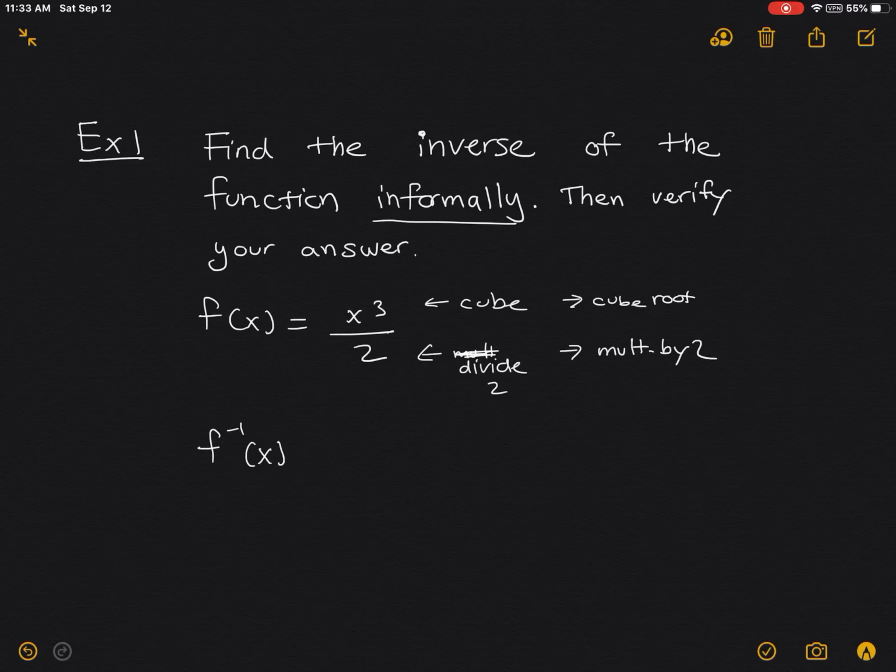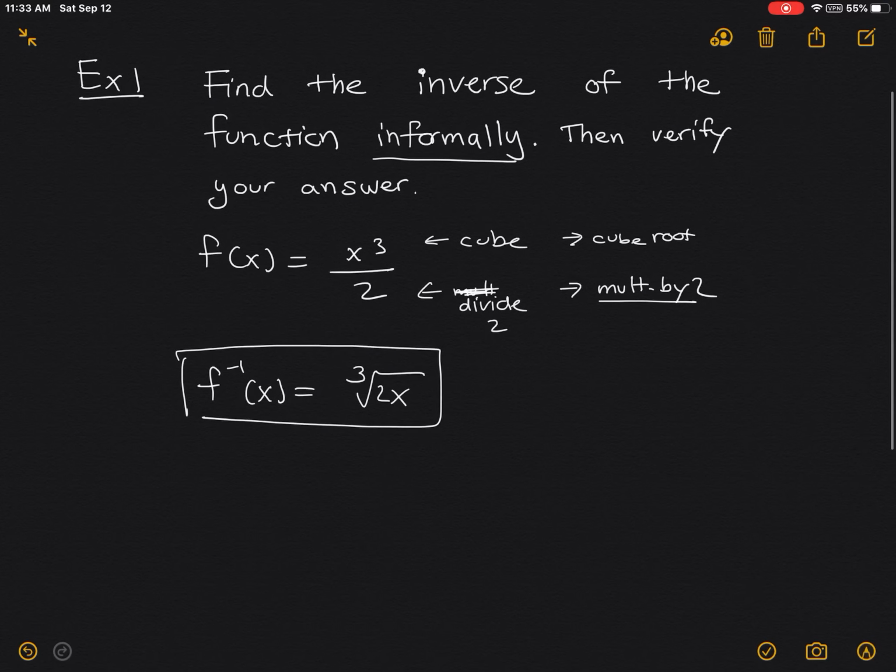Okay, so we're going to follow our order of operations. If I were to calculate the inverse of f, I need to take the cube root of x, or the 1/3 power, and then I also need to multiply by 2. And this would be my inverse.